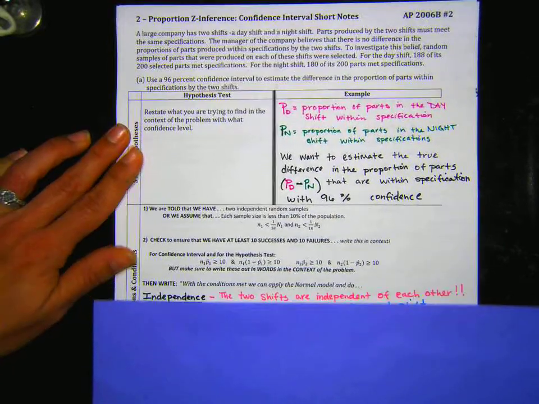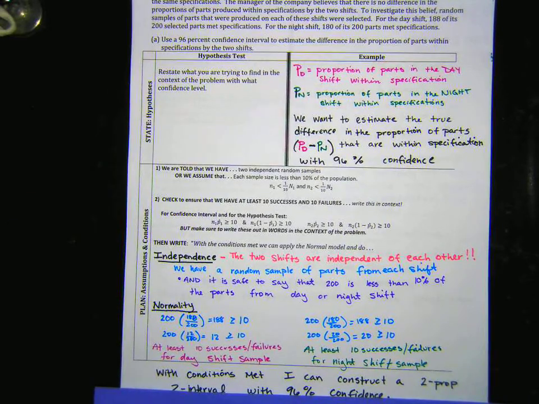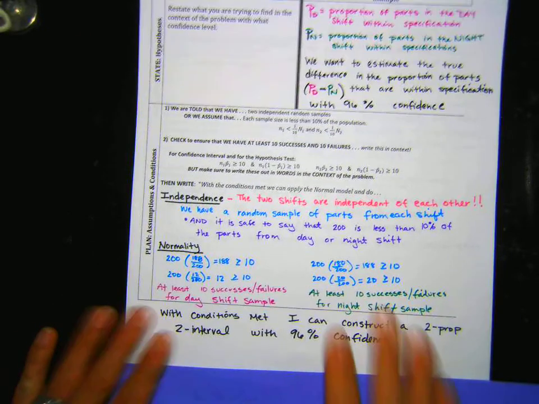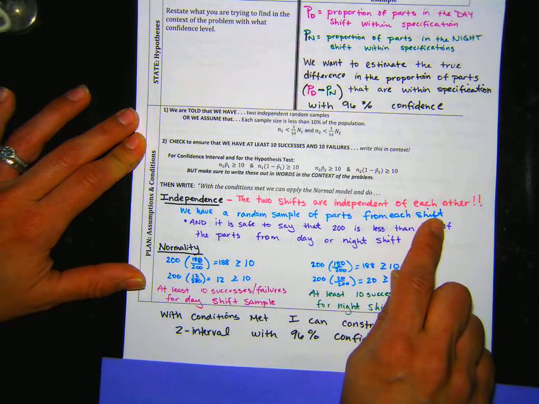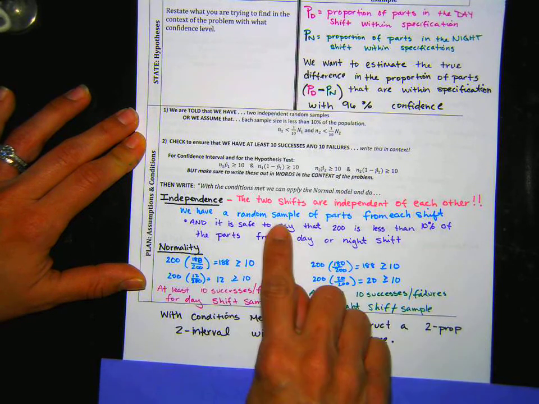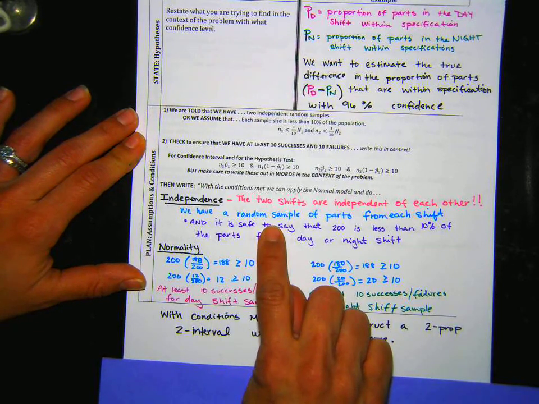Next, we have to check for independence and we have to check for normality. It's the same thing, just with two samples. So first of all, for independence, I need to make sure that I not only establish that each sample is independent separately, but that the two shifts are independent of each other. That is extra that you have to do with two proportions. So I have to mention that the two samples are independent of each other. I have to mention that each sample is a random sample of parts.